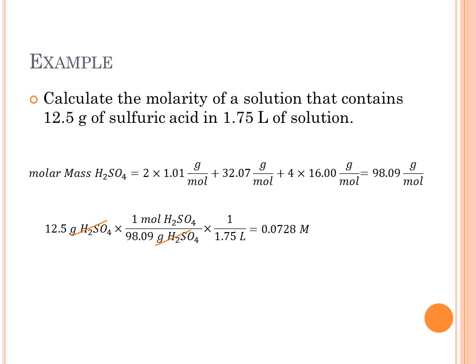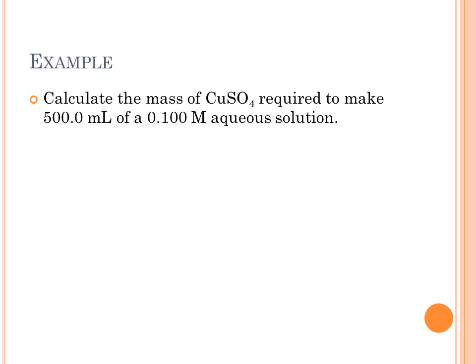So let's look at another example. We want to calculate the mass of cupric sulfate required to make 500 milliliters of a 0.100 molar aqueous solution. This is a little bit of the backwards problem as the one we worked before.